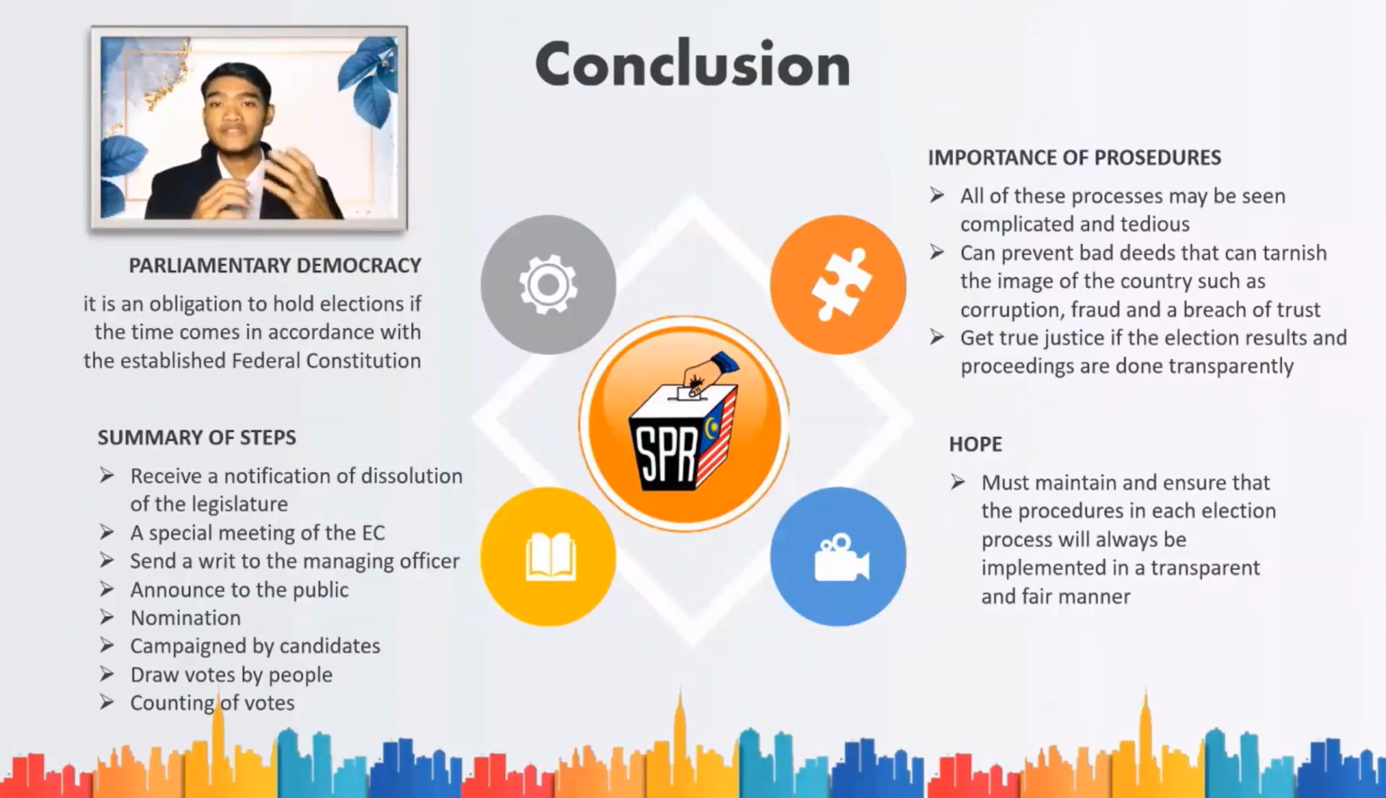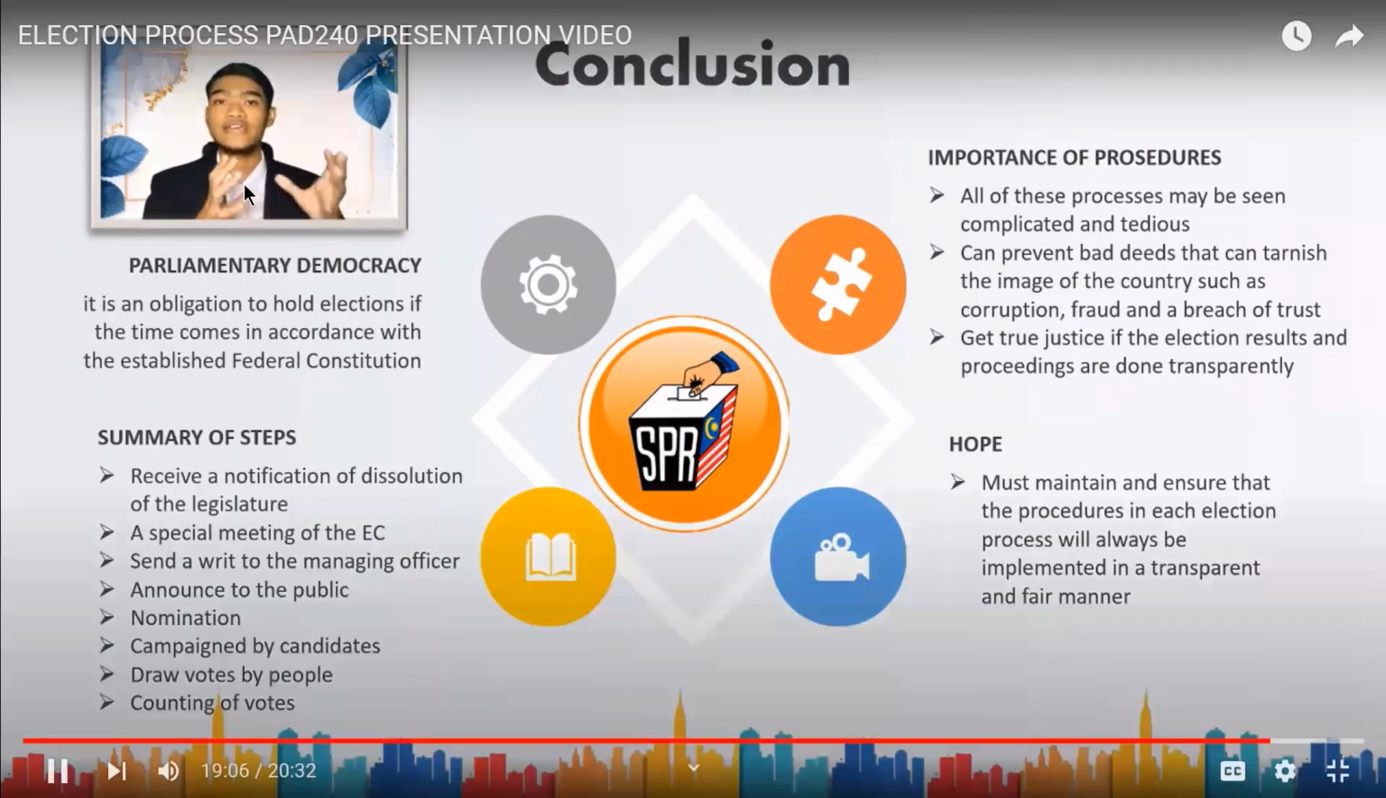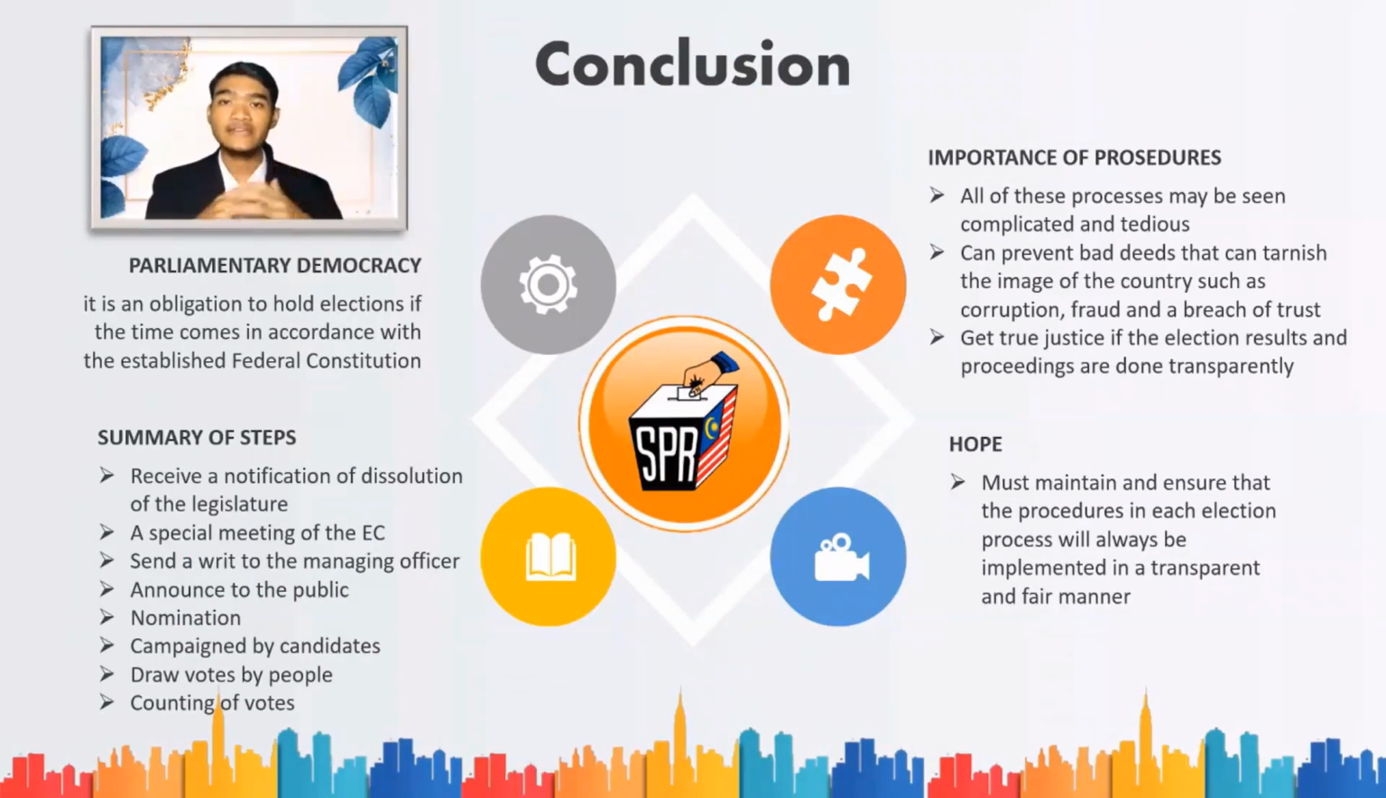Okay, the summary of steps. It starts by fixing some important matters through a special meeting of the Election Commission after receiving a notification of dissolution of the legislature from the Speaker. And the Election Commission will then send a writ to the managing officer in each constituency before it is officially announced to the public.